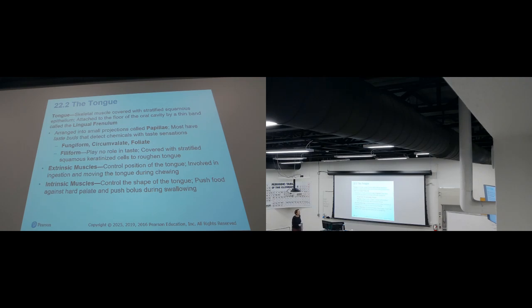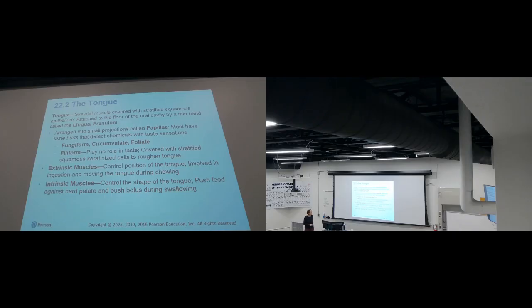Now, for the tongue, it's made of skeletal muscle covered by stratified squamous epithelium in the dorsum. It's held to the floor of the oral cavity by the lingual frenulum. And in the dorsum, we have papillae of different types. We have filiform, which don't have gustatory cells but help to detect the texture of the food. We have fungiform, circumvallate, and foliate papillae that have receptors for taste molecules.